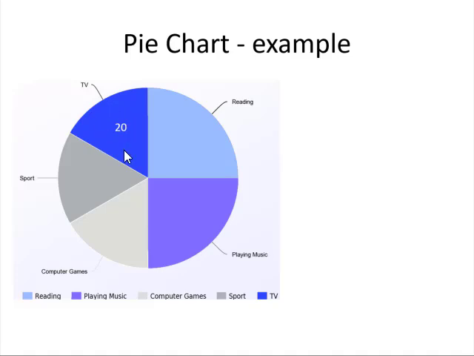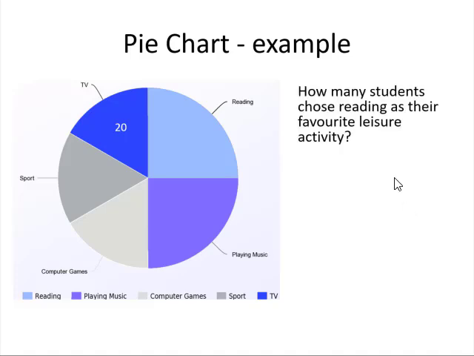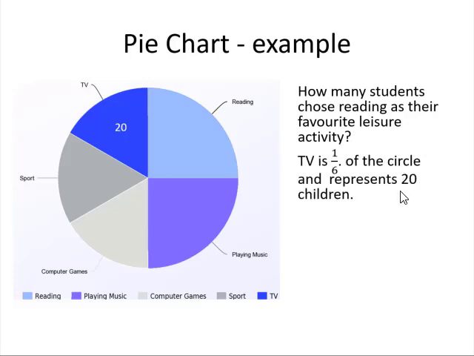We now have been told that 20 children like watching television in their free time. And I want to know how many children chose reading as their favourite leisure activity. Well, TV is 1/6 of the circle and represents 20 children. If 1/6 is 20, I can work out the whole amount. 6/6 must be 20 times 6, because there's 20 lots of 1/6, which is 120. So I'm talking about 120 students altogether.